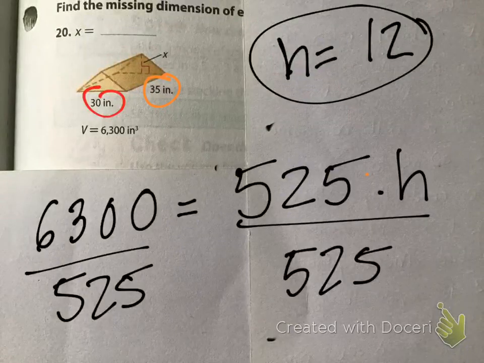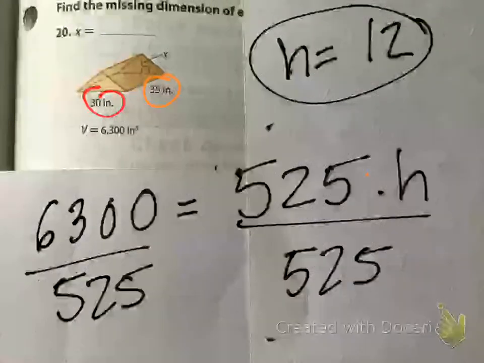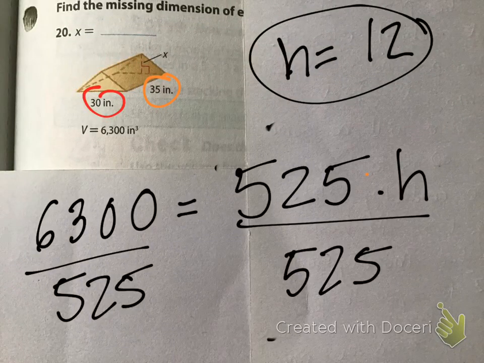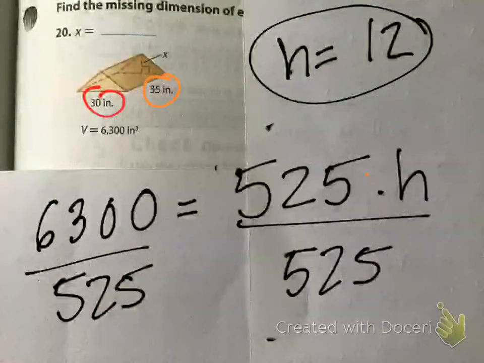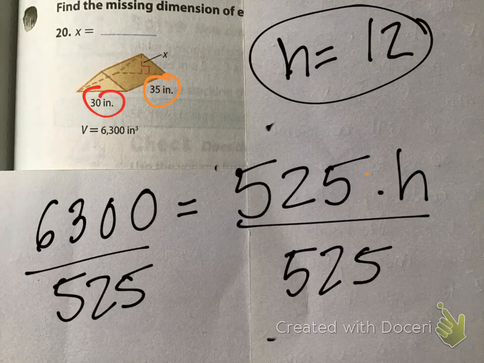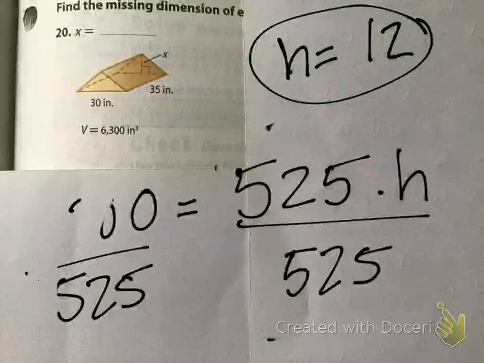If you want to check your work, multiply half times length times width times height, and you should get 6,300. Since you're using your calculator, since you can, there is no excuse for you not to check your work. There is no excuse not to check your work. So literally, all we do with these problems is that we just isolate the variables.